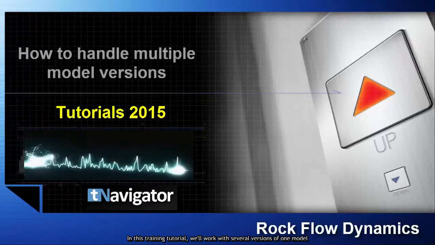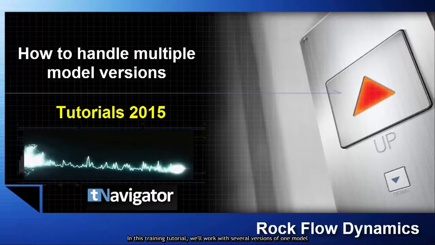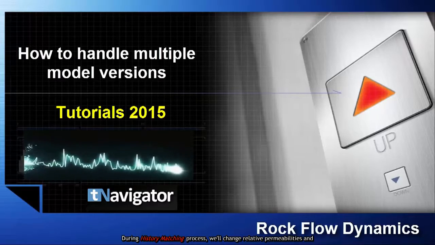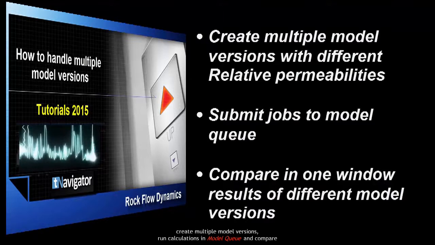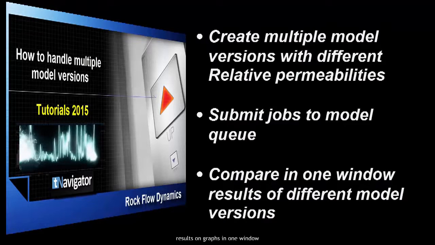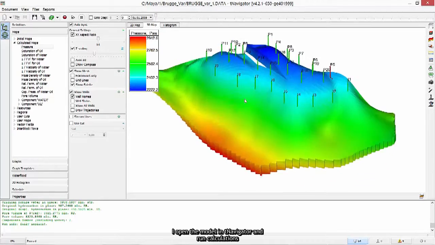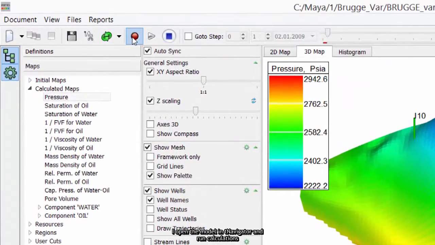In this training tutorial, we'll work with several versions of one model. During the history matching process, we'll change relative permeabilities and create multiple model versions, run calculations in Model Q, and compare results on graphs in one window. I open the model in tNavigator and run calculations.